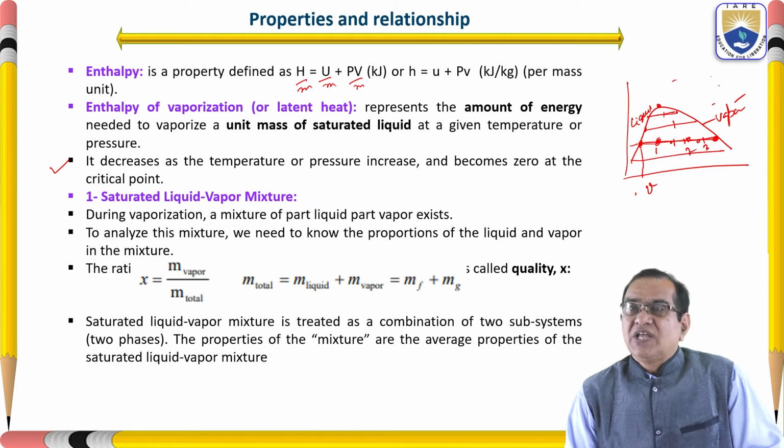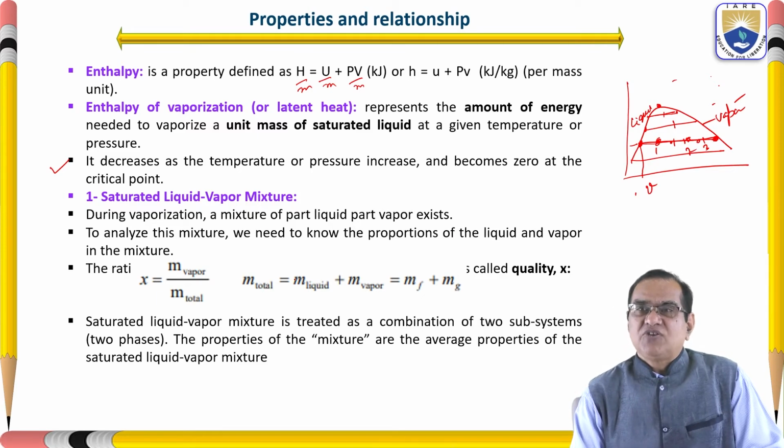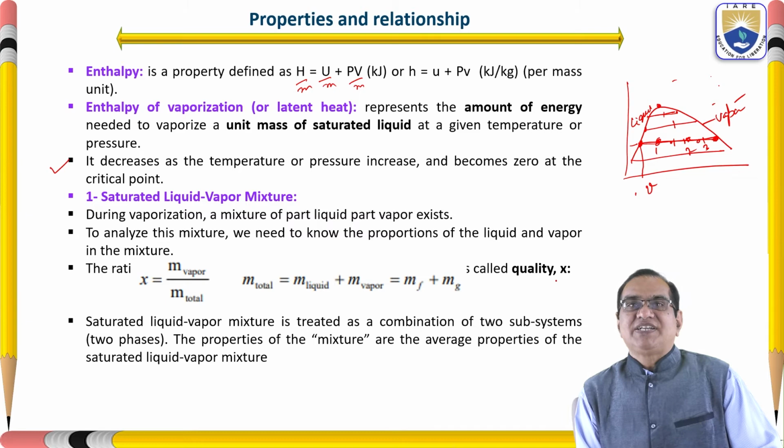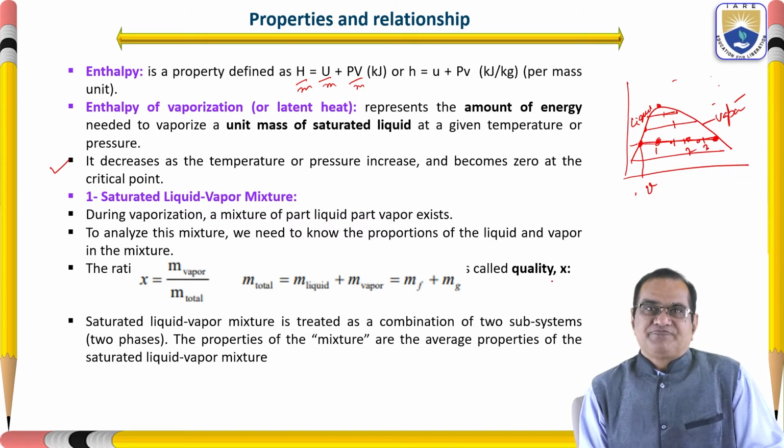So the quality X is the mass of the vapor divided by the total mass. And this total mass is equal to the mass of the liquid plus the mass of the vapor. Liquid is given the subscript f and the vapor is g. So it is the summation of mf plus mg, and this X is called the quality of the vapor.